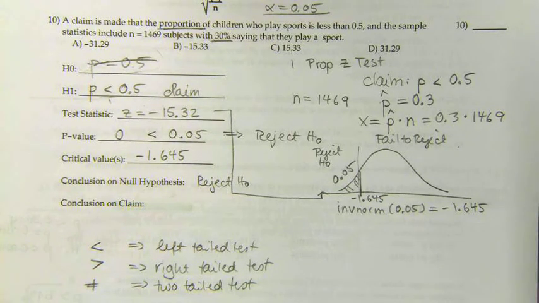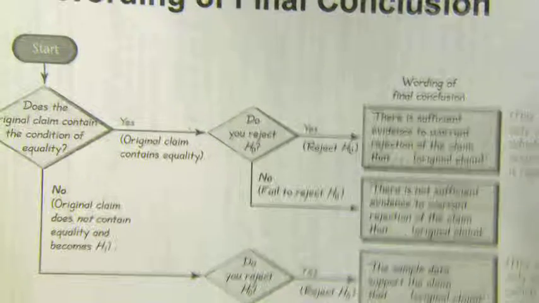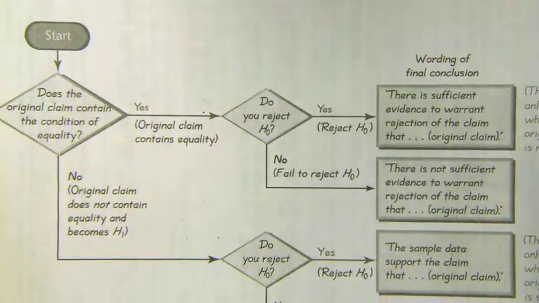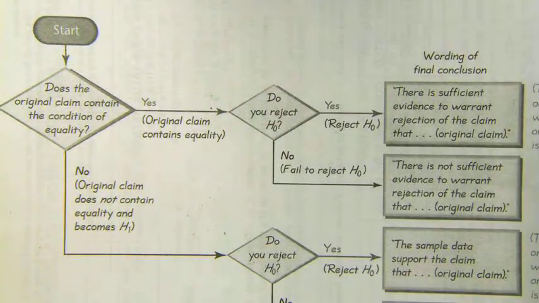This is where we take the original verbiage from the question and we're going to restate it. So on the last page of your formula sheet, you have a wording of the final conclusion. In the wording of the final conclusion, it asks a couple of questions.